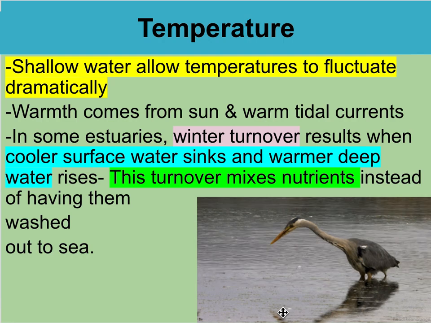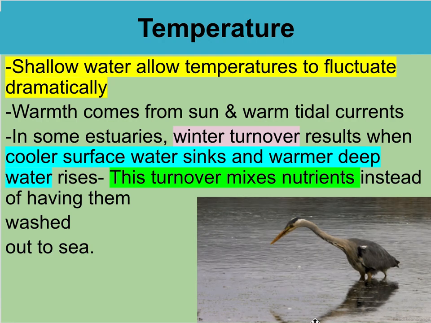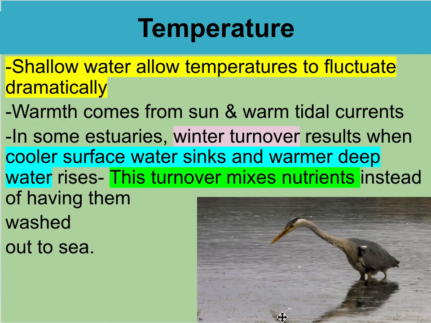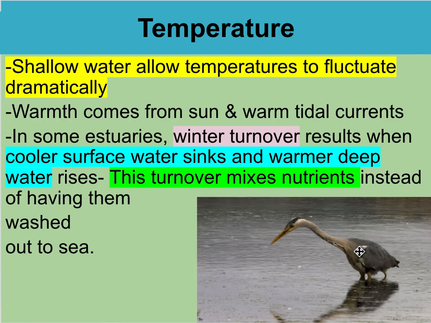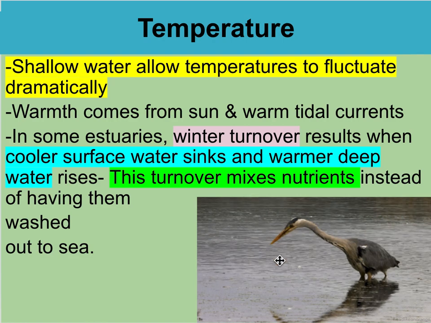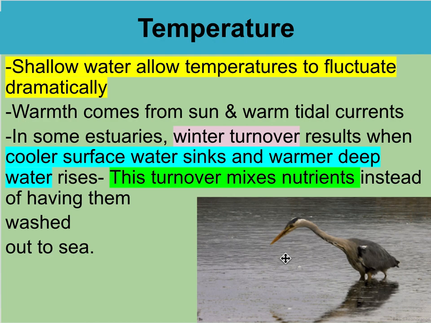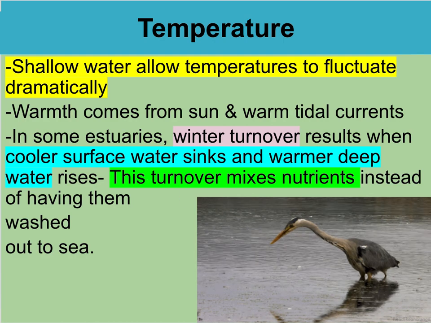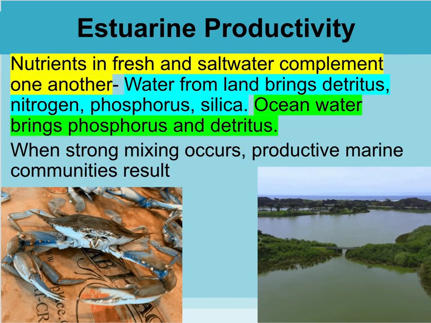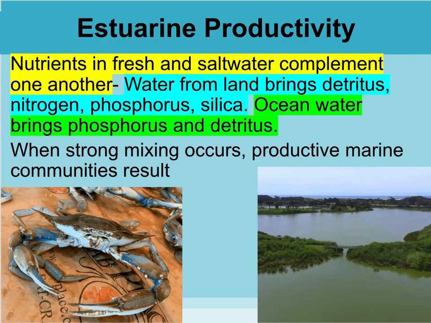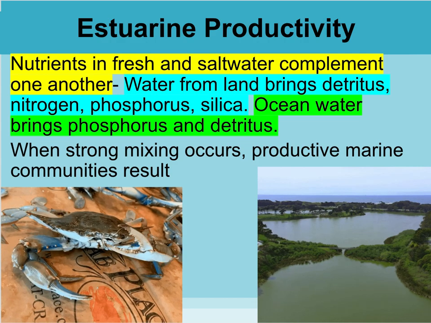As water comes up from the bottom of the wetland and estuary, it will bring up a ton of nutrients to the top, and this turnover creates a big mixing of nutrients. Instead of having it all washed out to sea, those can be used by the organisms that live there. And these nutrients are the best of both worlds.